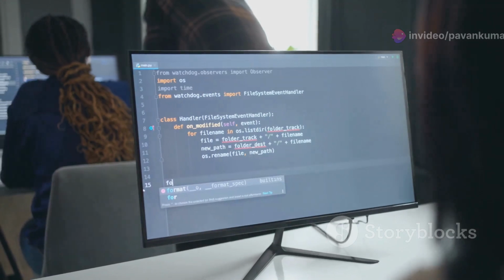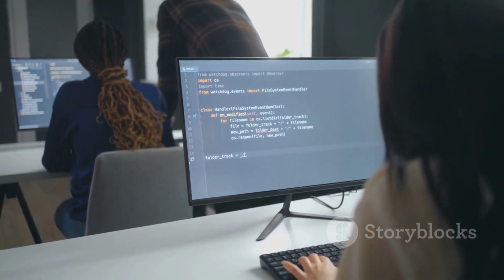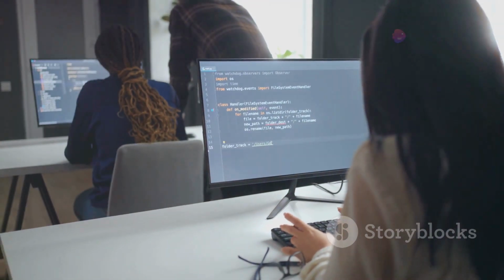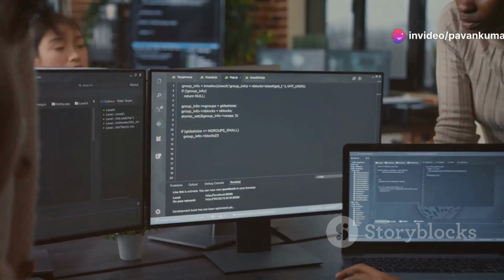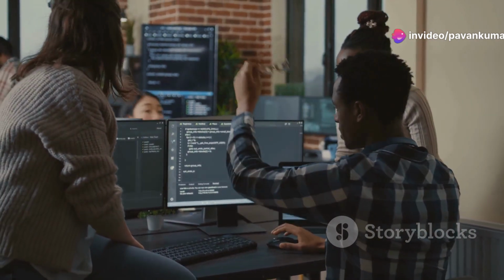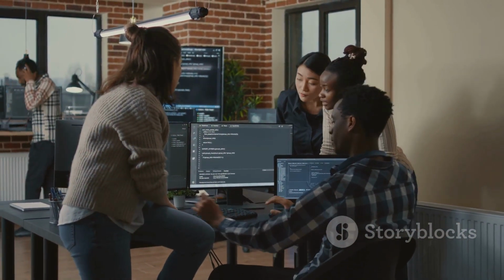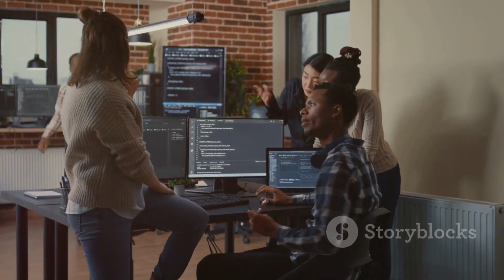Section 5. The Blueprint of Software Success. Understanding the Software Requirement Specification, or SRS. In the intricate world of software development, where complexity reigns supreme, the Software Requirement Specification stands as a beacon of clarity, guiding the entire development process from inception to completion.